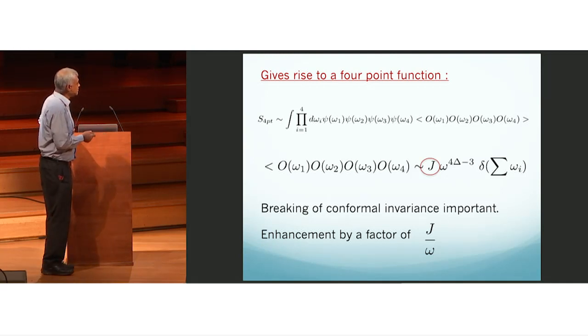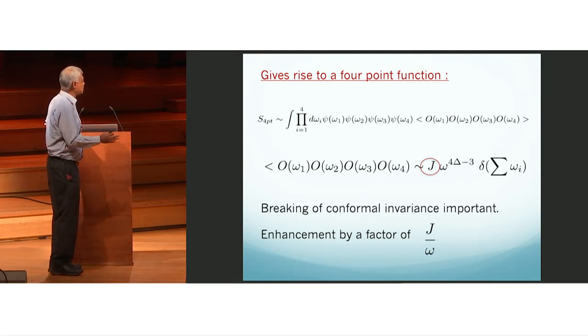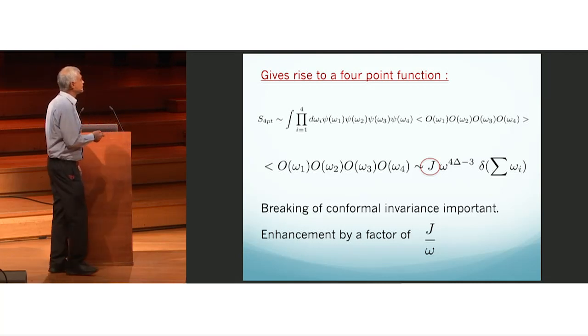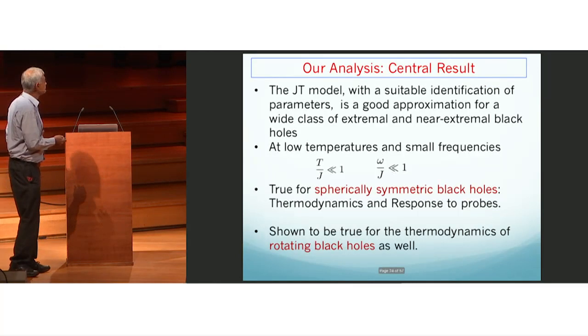If you didn't have the breaking, then it would go like omega to one additional power from dimensional analysis. So you see that, in fact, because of the breaking, the response is enhanced by a factor of j over omega. And if you took j to go to infinity so that the rolling of the dilaton is suppressed, goes to zero, then the back reaction you see here blows up. That's the old problem I mentioned.